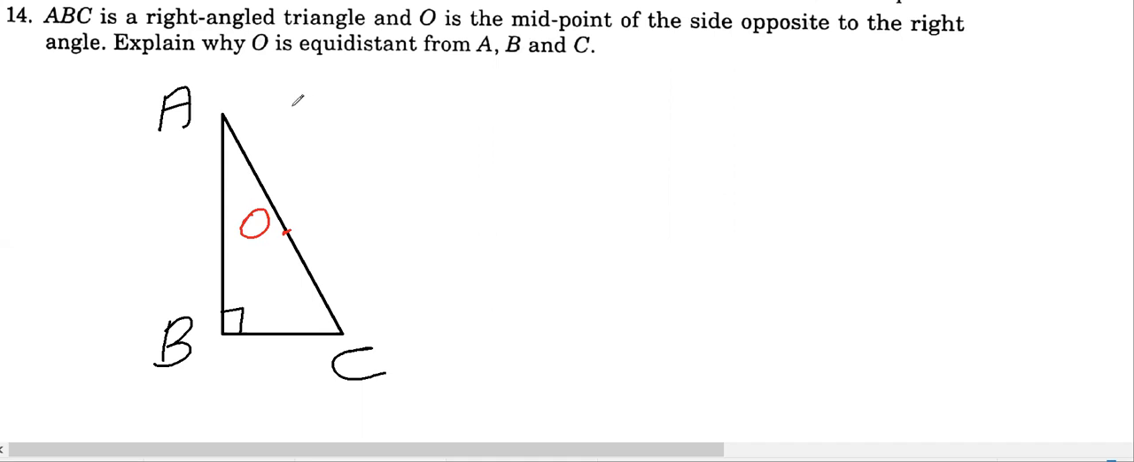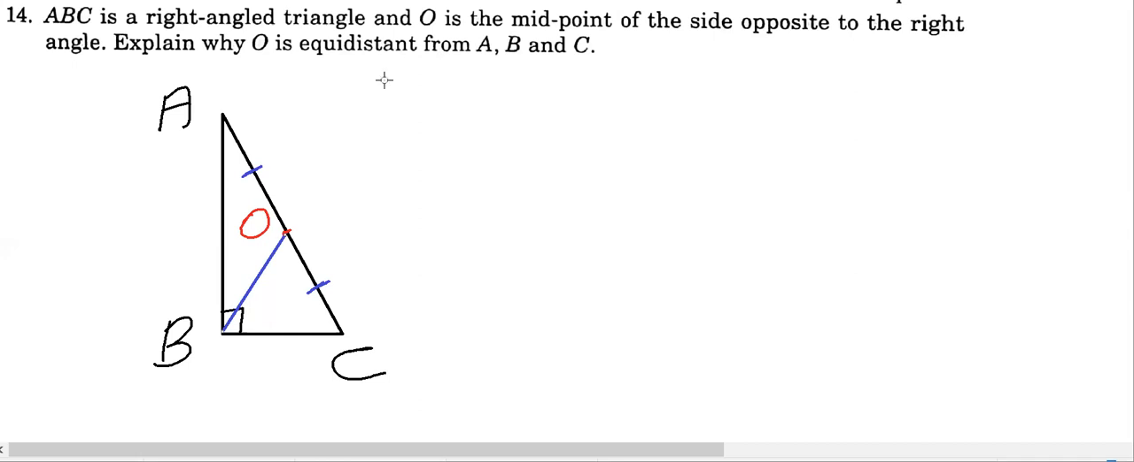Explain why O is equidistant from A, B, and C. One thing is confirmed, that OA is equal to OC. Why? Because this is the midpoint. So that is confirmed. And second thing is what? Second thing is that BO should be equal to OA and should be equal to OC. Here is the challenge, correct? Okay, so what to do?